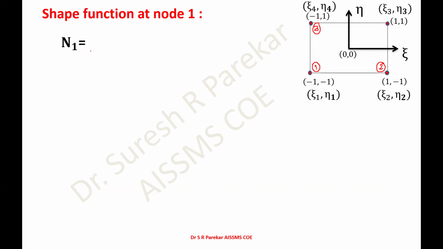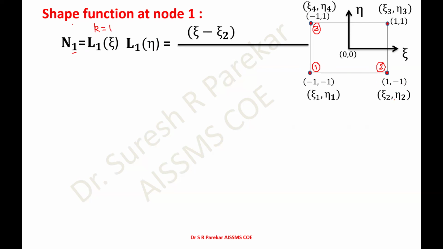Now if I go to N1, we have L1 of zeta, as I already mentioned, and then L1 of eta, so we get the product. Now I already mentioned we have 1, 2, so for k equal to 1, we have zeta minus zeta 2. And then for 1, 3, again k equal to 1, we have eta minus eta 4. So we take 1 here, and we are finding for 1.